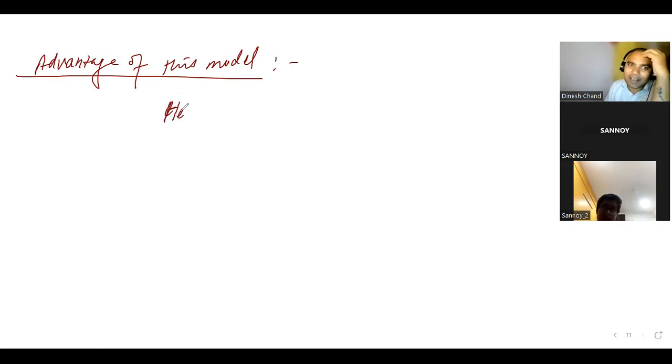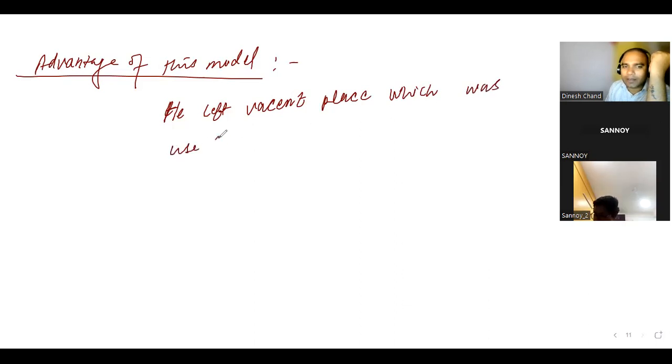Yes, that is correct. The first advantage is that he left vacant places. He predicted the elements that could be discovered later, which was useful in the discovery of new elements.